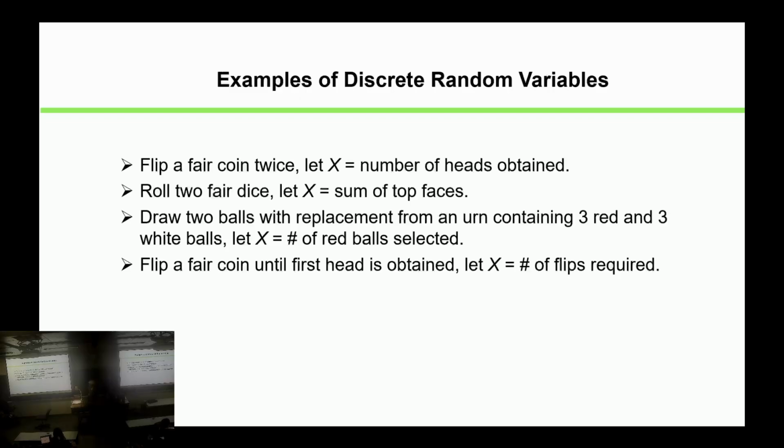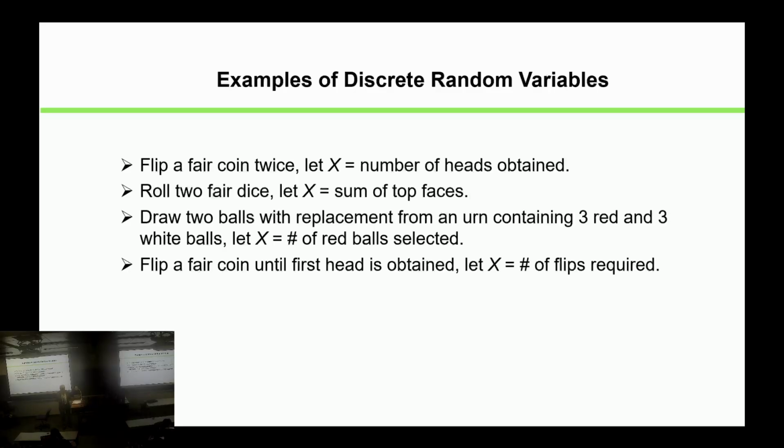Now, what about this one? Flip a fair coin until the first head is obtained. Let x equal the number of flips required. Okay, so think about this one in your head. Flip a fair coin, and you're going to count how many flips you have to take to get your first head. So you flip the coin once, maybe you get a head, maybe you get a tail.